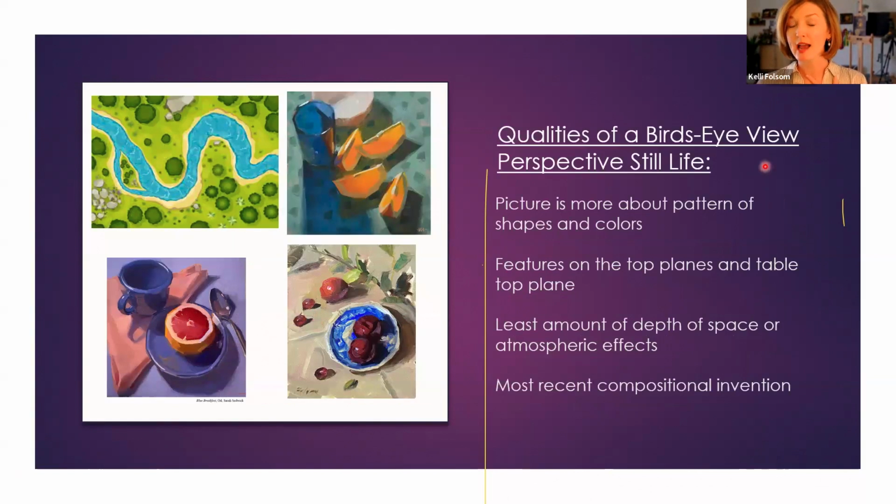Okay, qualities of bird's eye view perspective still life. I've got that image up here again to illustrate this. This is really just about the least amount of depth of space. You have no back wall, right? There is really no horizon line, because horizon lines only happen when you have two planes of space that you're looking at. In this case, you're just looking at one plane of space. You're looking directly down, like a bird flying over a landscape. And so really you're just seeing tabletop in this case.